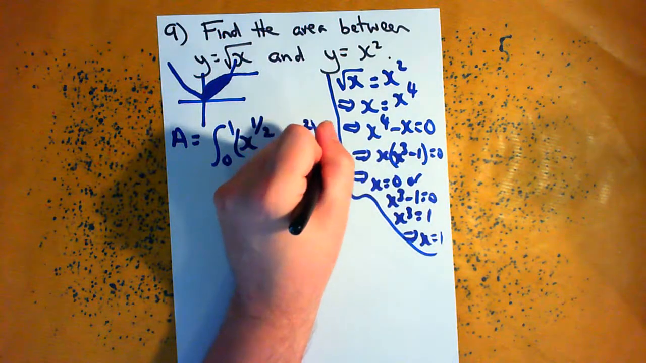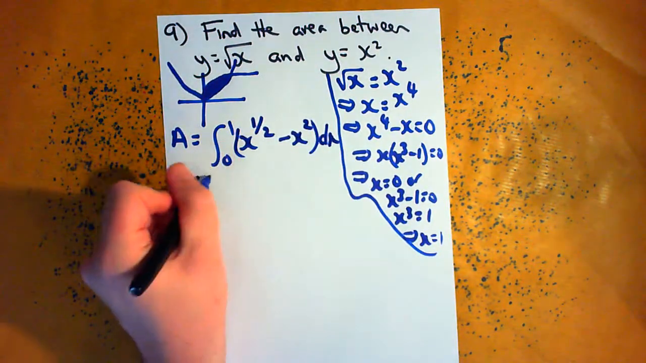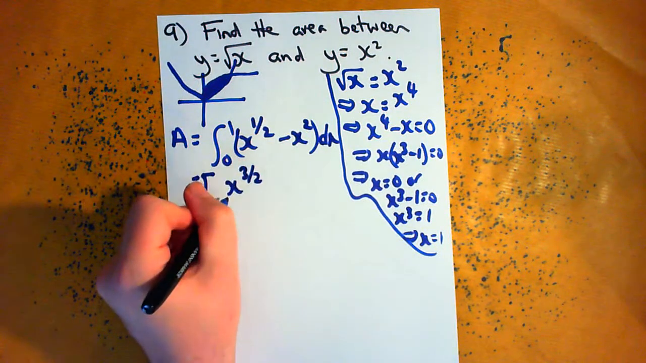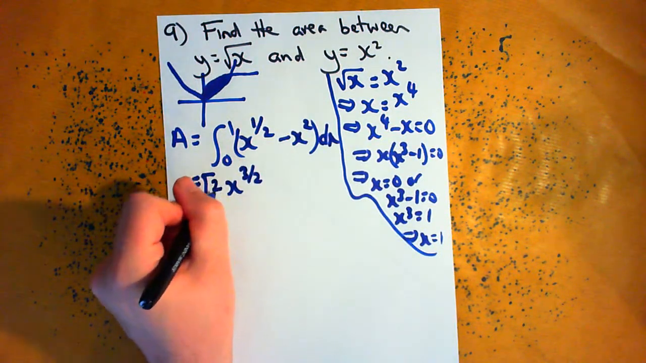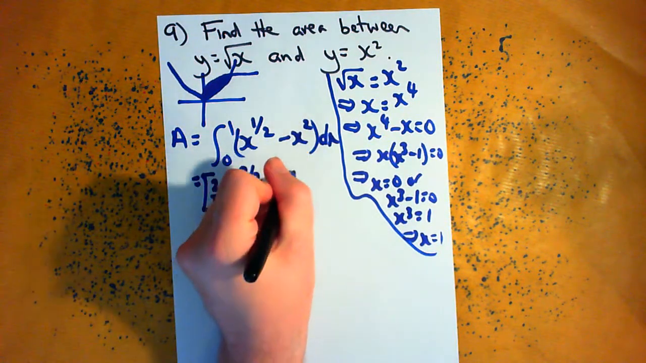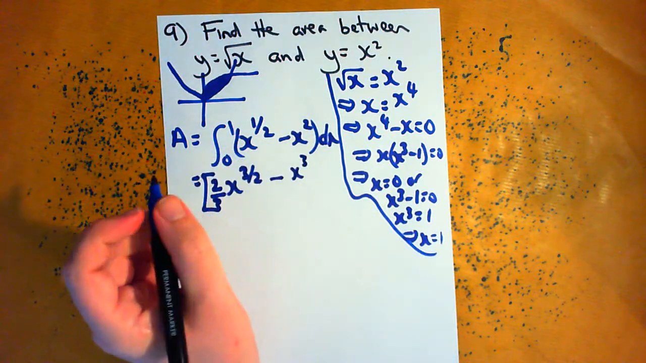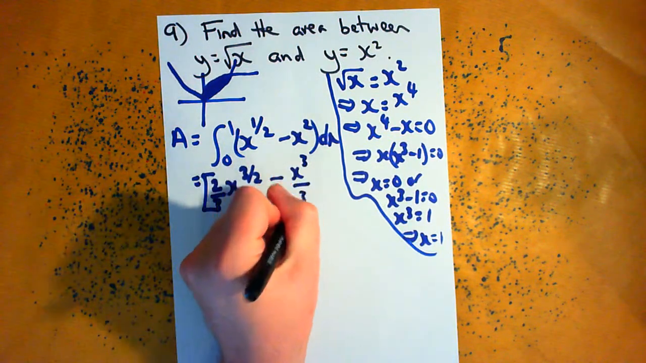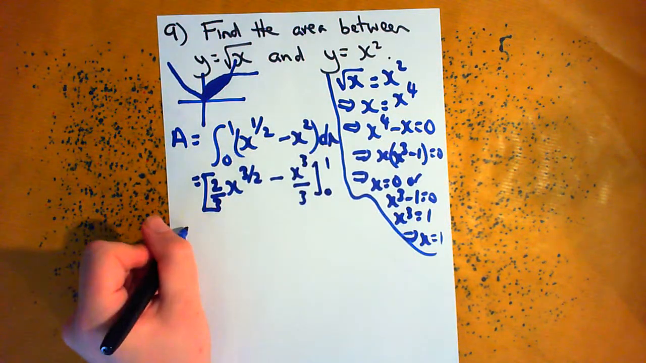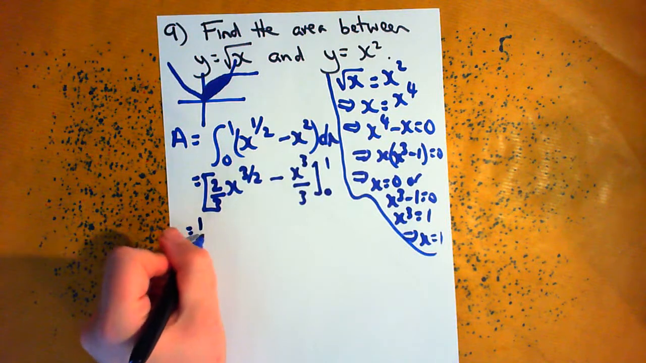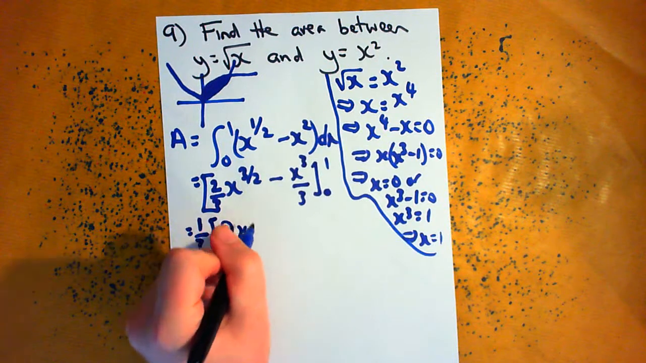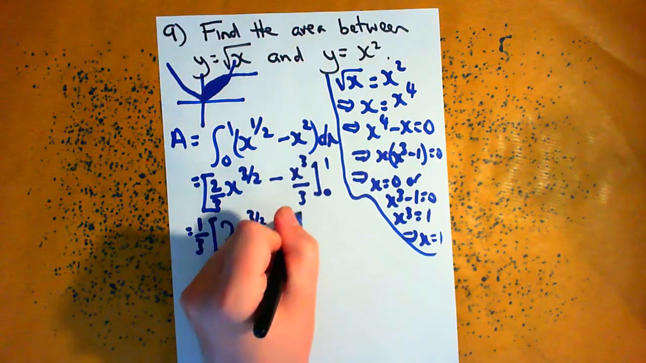That we need to integrate, and if we integrate x to the half, we end up with x to the 3 upon 2, divide by 3 upon 2, which is the same as times 2 upon 3, minus, we'll get x to the power of 3 over 3. And that's evaluated between 0 and 1. We can actually take out a factor of a third here. So we've got a third times 2x to the 3 upon 2 minus x cubed.